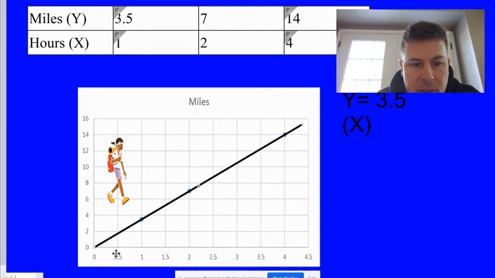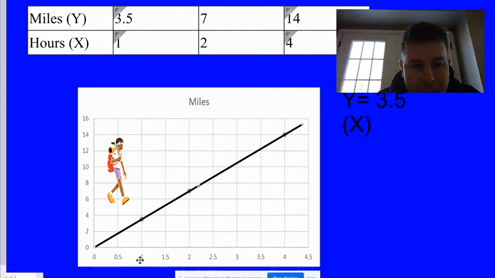As you can see on this graph here, I've plotted those hours. We have 1 hour at 3.5 miles, and the x values are our hours. The y values are our miles. So in 1 hour, she traveled 3.5 miles. That was our unit rate, identified right here at 1 hour, or 1 on the x-axis.